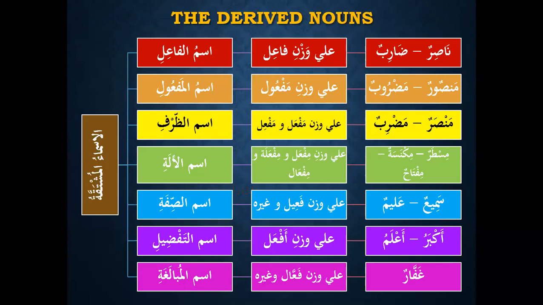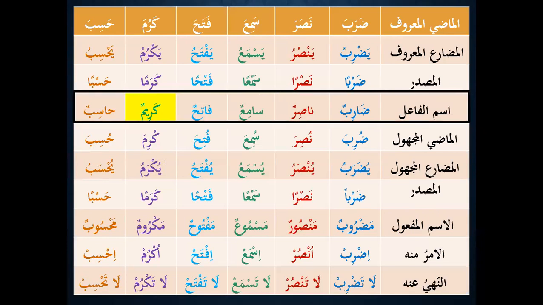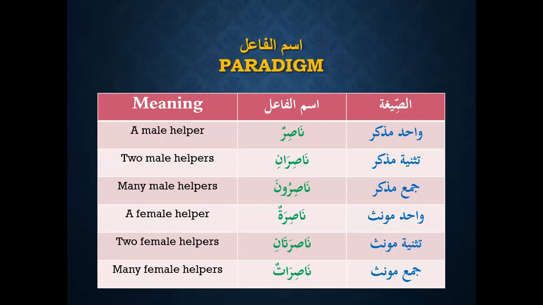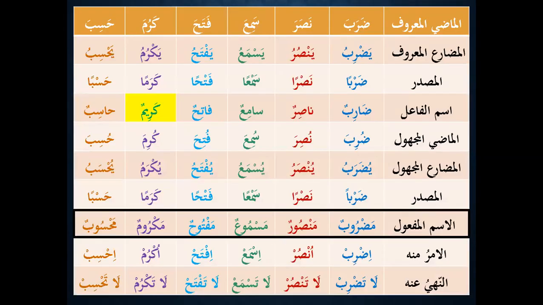We have been discussing the derived nouns. We have talked about ism al-fa'il, maf'ul, dharf, ala, sifa, and tafdeel from thulathi mujarrad. You know the ism al-fa'il comes on the scale of fa'ilun, except for bab karuma, where it comes on the scale of fa'il: kareem, sa'id, ba'id. And the paradigm is the same. Nasirun, Nasirani, for example, Nasiruna, Nasiratun, Nasiratan, Nasirat. And Ismul Maf'ul likewise would be on the scale of Maf'ulun: Mansurun, Masmu'un, Maftuhun.